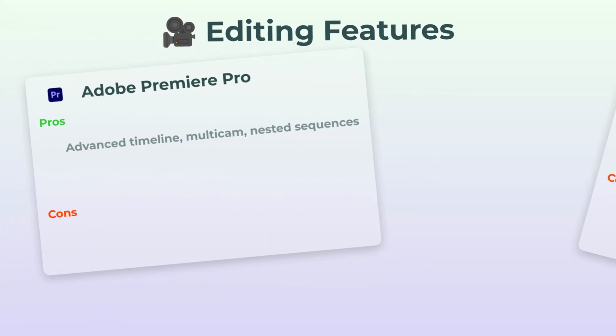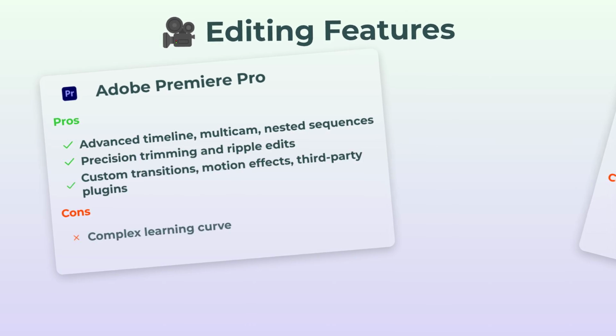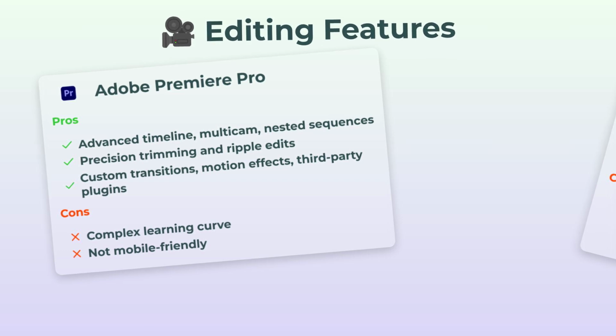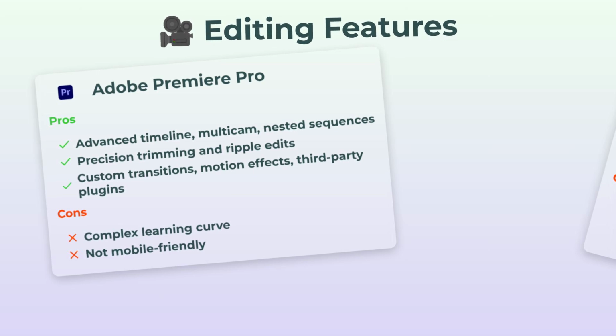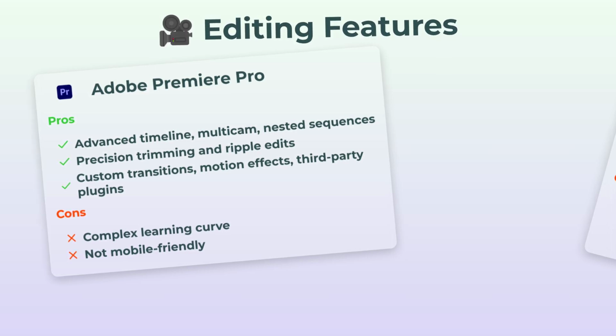Next up, editing features. Premiere Pro brings out the big guns here. We're talking advanced timelines, multicam editing, nested sequences, the whole nine yards. Precision trims, ripple edits, custom transitions, and you can load up on plugins. The catch? It's complicated, and not at all mobile-friendly. You'll need time, and probably a bunch of tutorials.